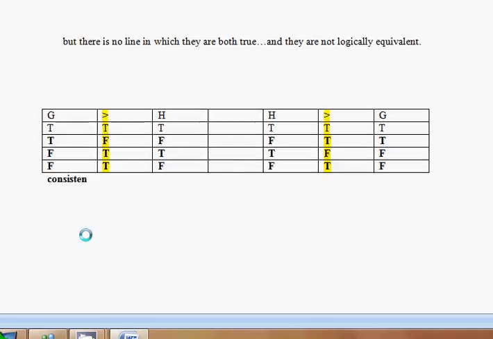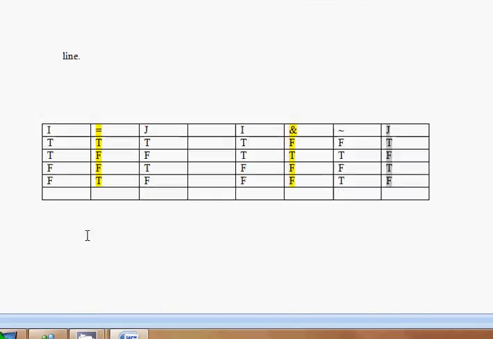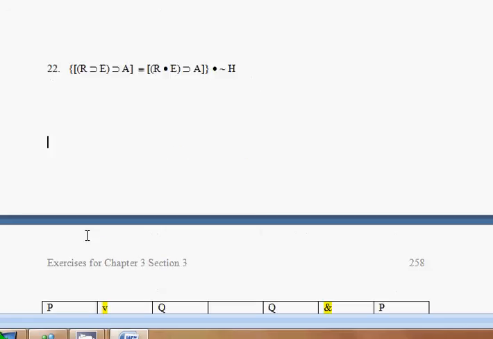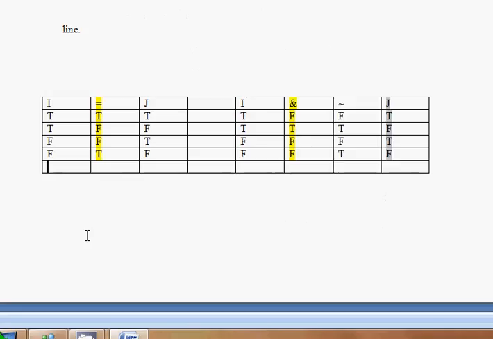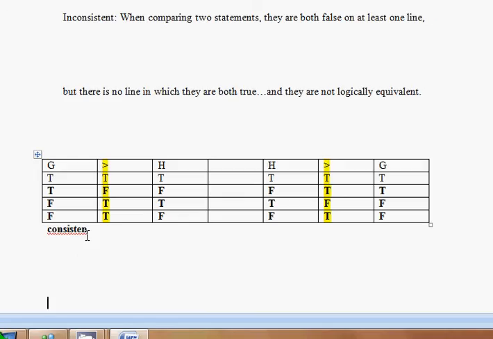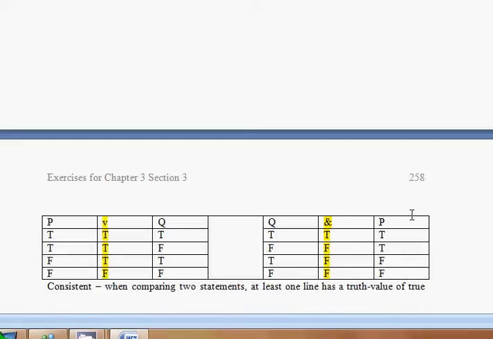Okay. Now the only other piece of terminology that we need, we learned consistent, inconsistent, and logically equivalent. Isn't that right? Did we get consistent, inconsistent? Is that all of them? I'm sorry, I'm trying to make sure I remember which ones we did. We did inconsistent, we did logically equivalent, and we did consistent.